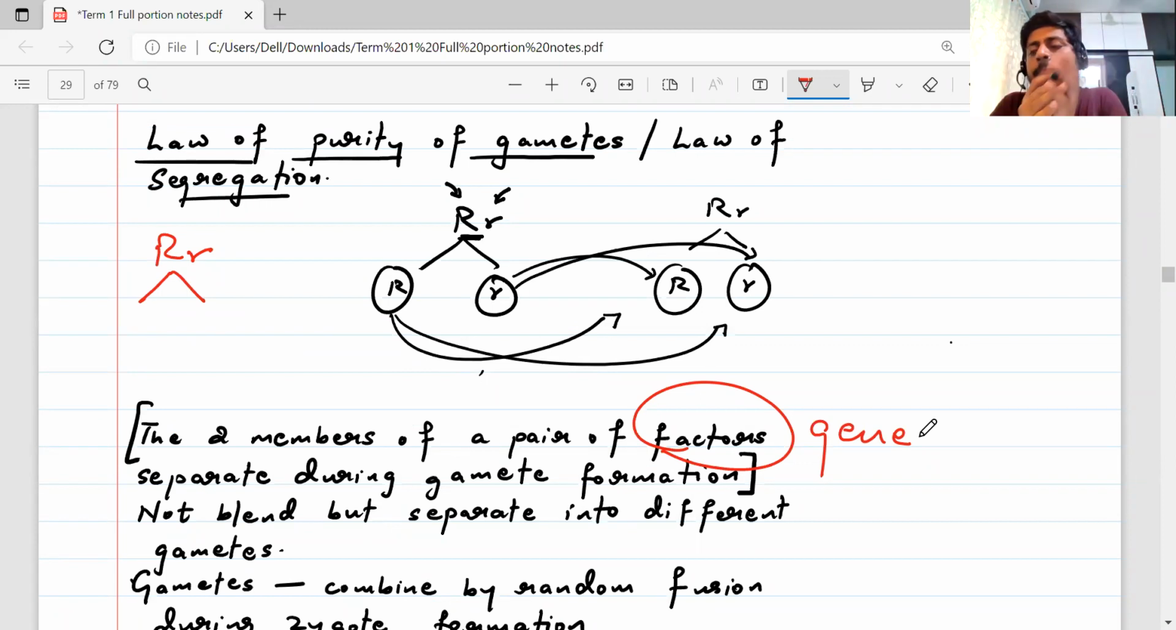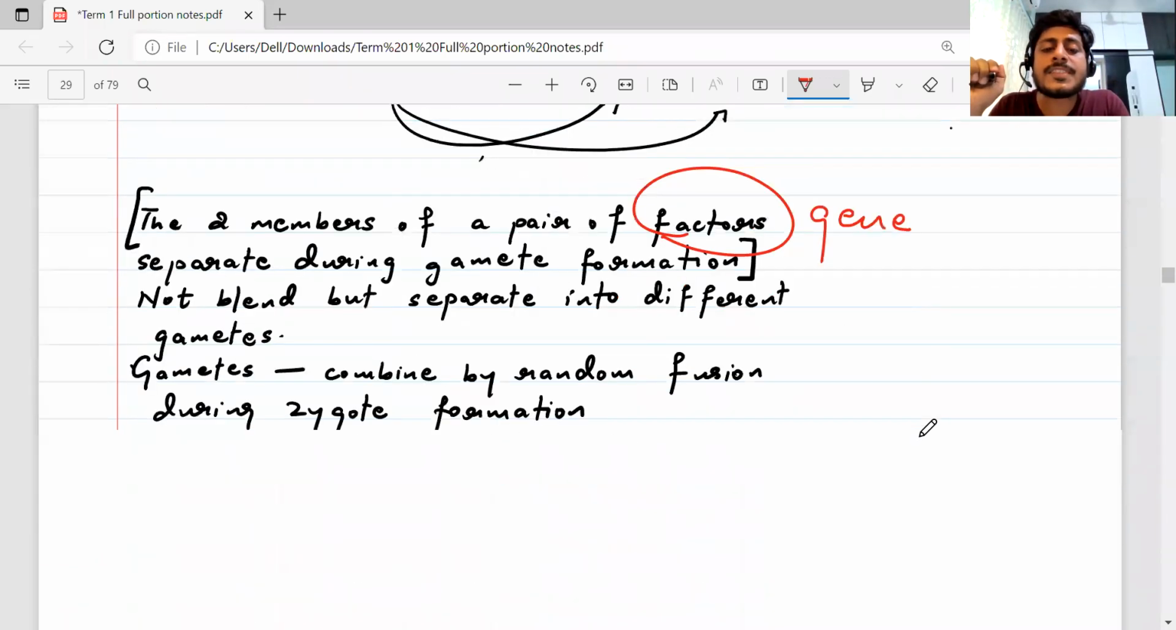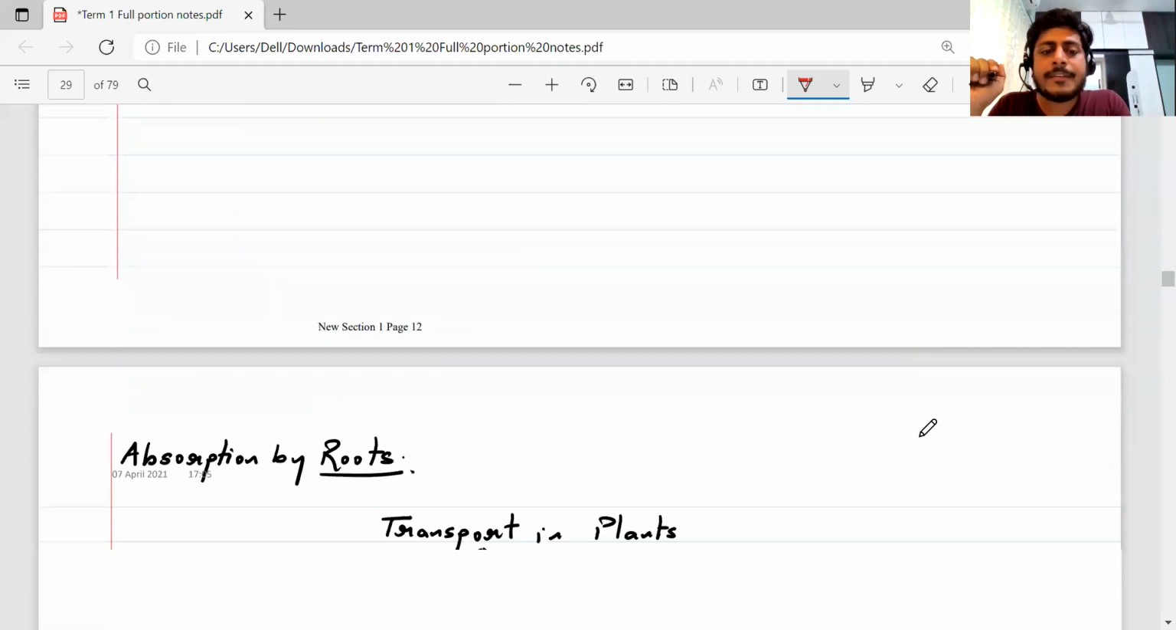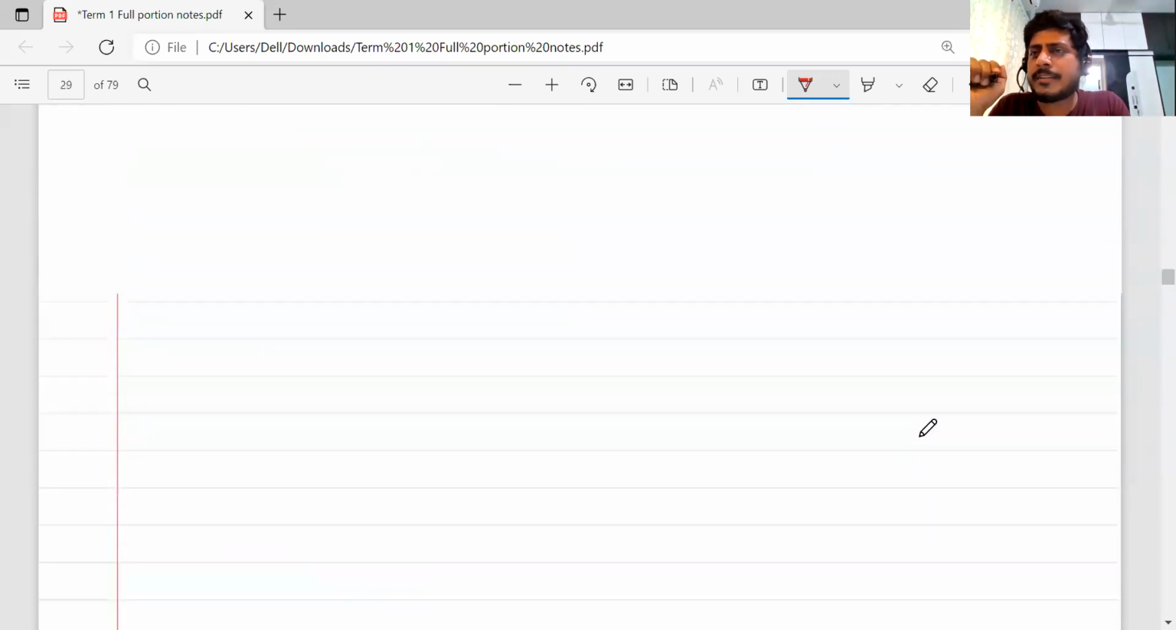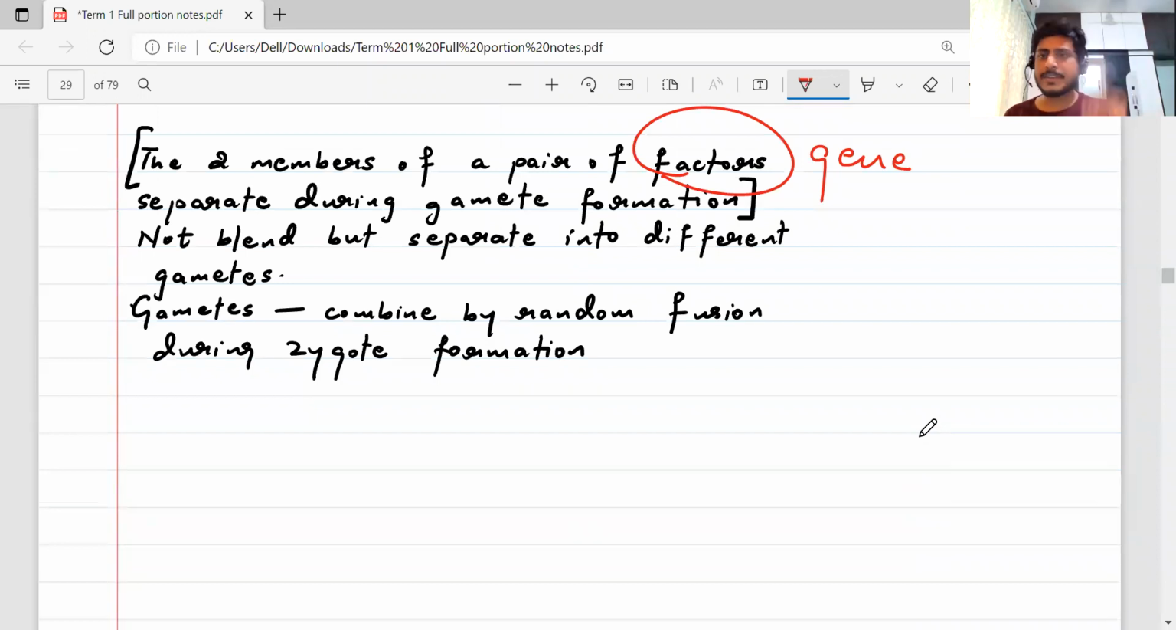They do not blend, they do not mix with each other. During gamete formation, they segregate or they separate. That's the idea of law of segregation. ठीक है, ये वाले इसमें इतना ही करना था. Dominant recessive आपको आता है. ठीक है, we take your doubts from genetics.